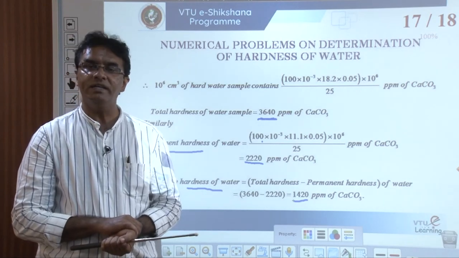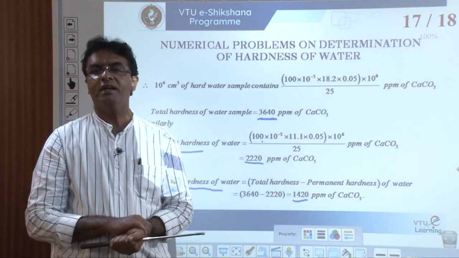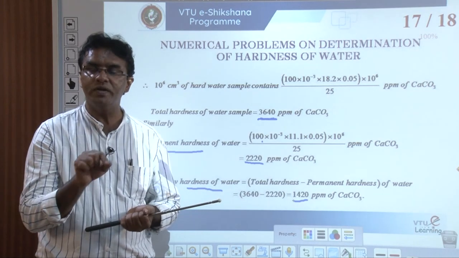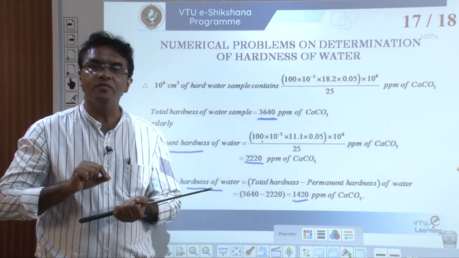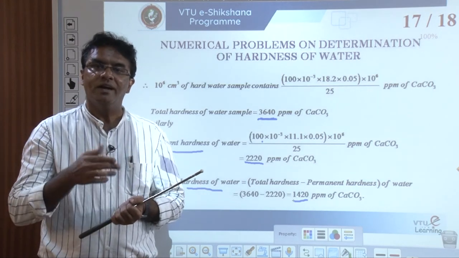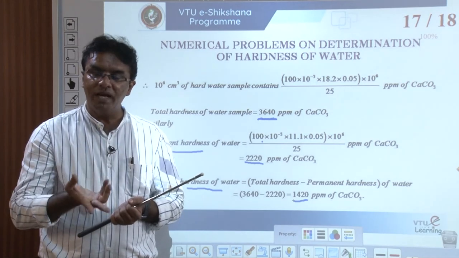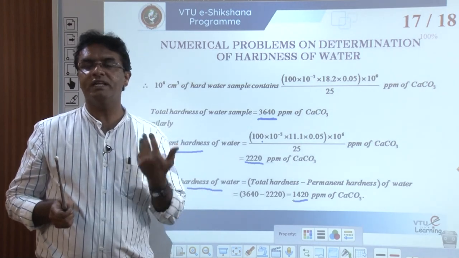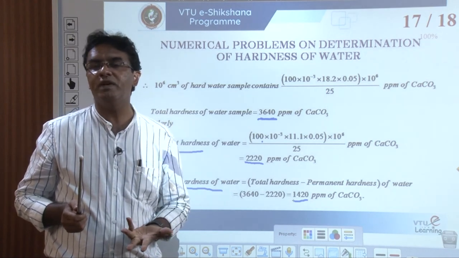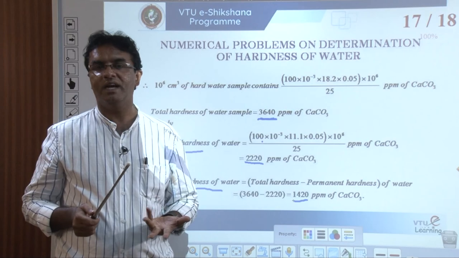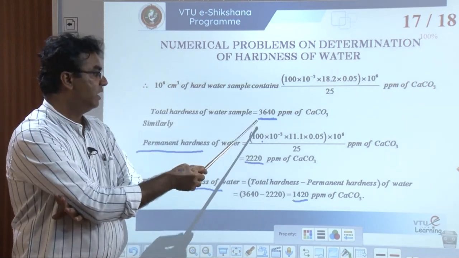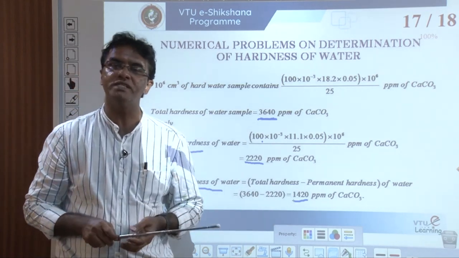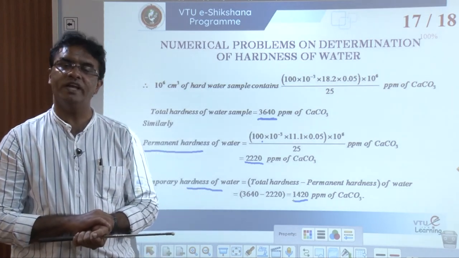So this is how, when any numerical problem is asked on hardness of the water sample, the EDTA molarity is the same in both cases, and you just note down which is the titration value before heating or boiling the water sample, and which is the titration value after boiling the water sample. The titration value before boiling corresponds to the total hardness. After boiling the water sample, whatever titration value you get corresponds to the permanent hardness. Use the formula to calculate total and permanent. Total minus permanent will give you the temporary hardness of the water sample. So this is how, dear students, we can find out the hardness value of any given water sample.